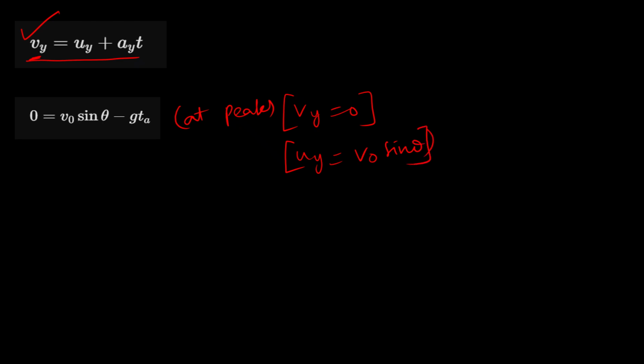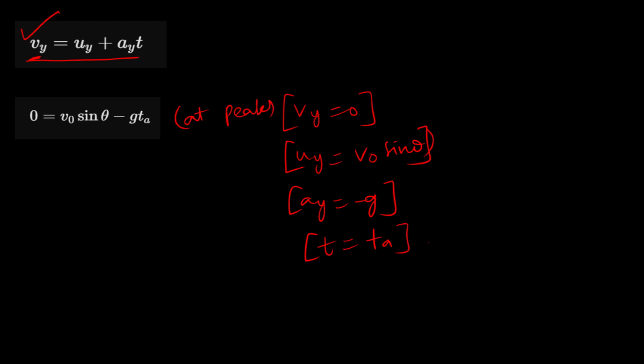We know two crucial things. At the peak, the final vertical velocity, Vy, is 0. The initial vertical velocity, Uy, is given by V0 sine theta. The vertical acceleration, Ay, is due to gravity, so it's negative g. The time taken to reach this point is Ta.